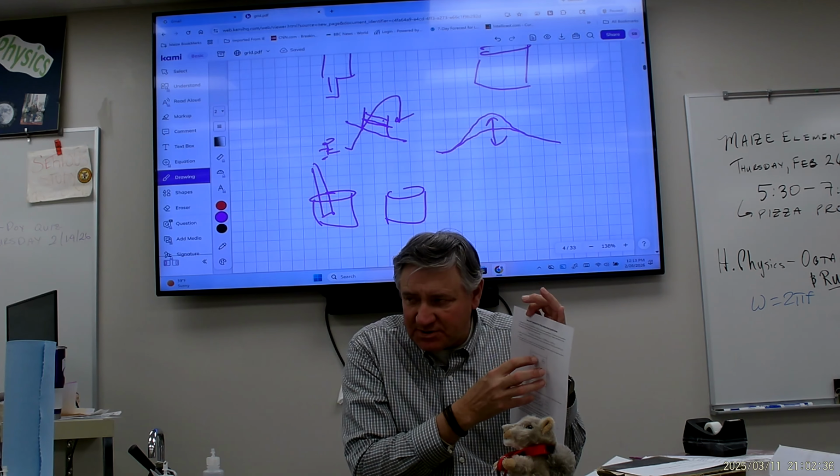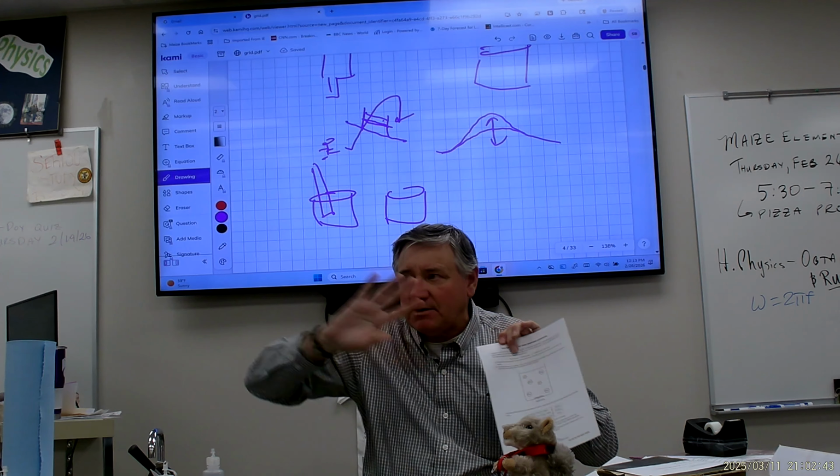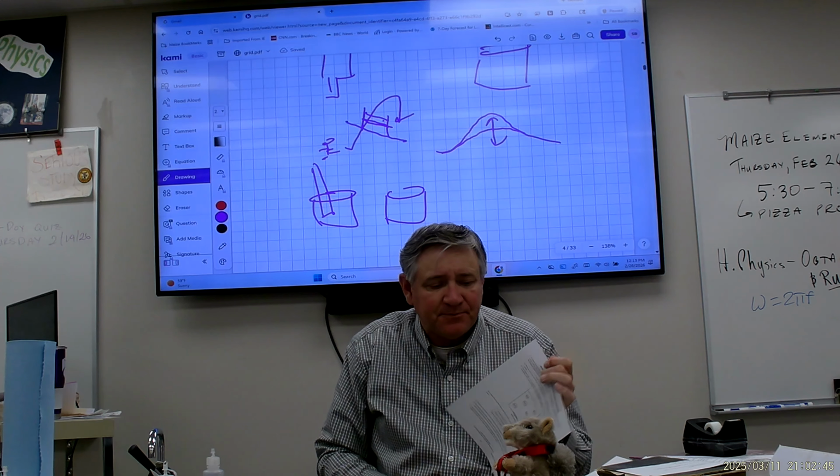Everything else you do on another sheet of paper, not on this. The only thing you answer here is that diagram. Everything else on another sheet of paper.